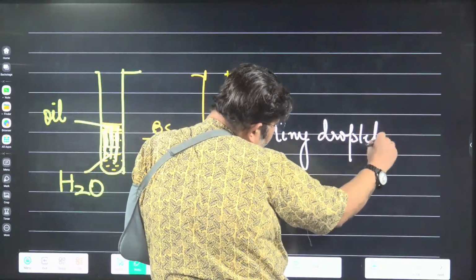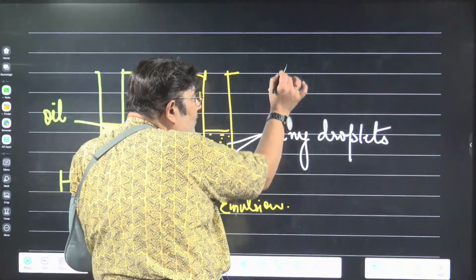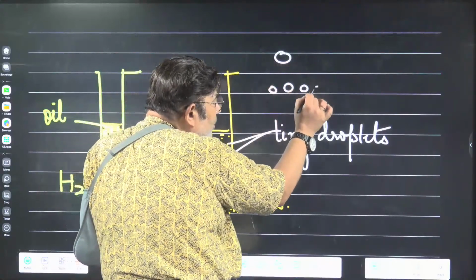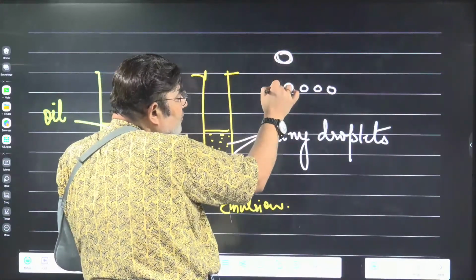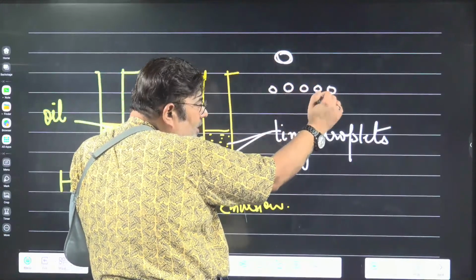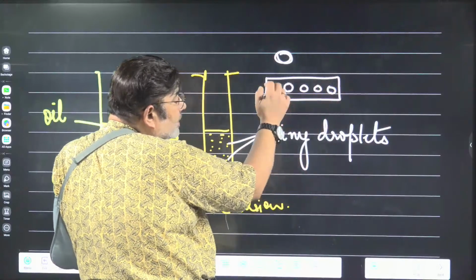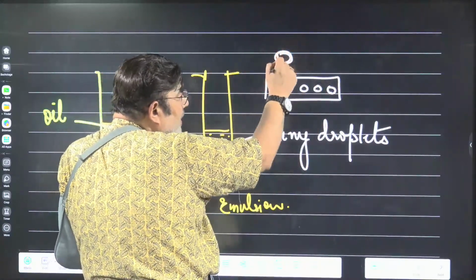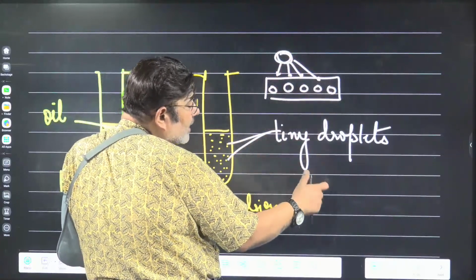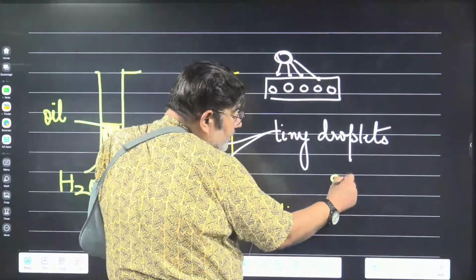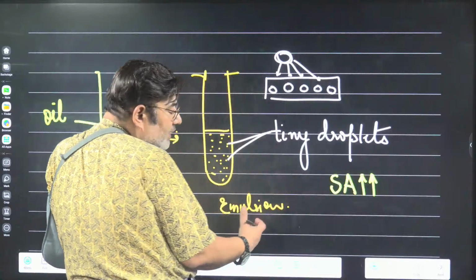The coconut oil has formed tiny droplets. As a result, suppose a big drop breaks into 5 small drops, what has happened? If you compare the surface area of a bigger drop and of a smaller one, obviously the smaller one is less, but if you take the cumulative, adding all the surface areas, it will be much higher. So by breaking into smaller droplets, the surface area has increased many folds due to emulsification.